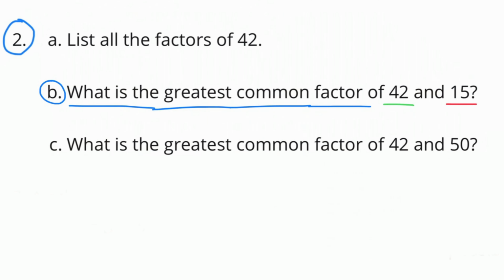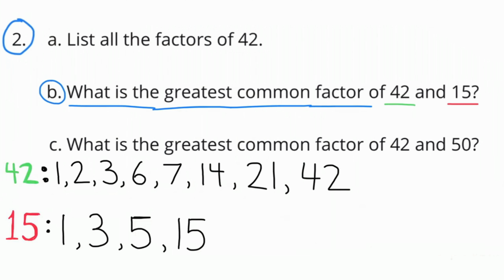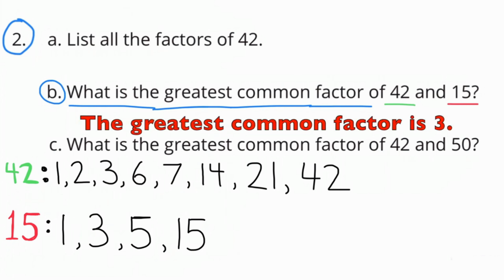What is the greatest common factor of 42 and 15? Again, here I've listed the factors of 42, and below I've listed the factors of 15. The factors of 15 are 1, 3, 5, and 15. 1 times 15 equals 15, and 3 times 5 equals 15. These are the factors of 15. The greatest common factor of 42 and 15 is 3.